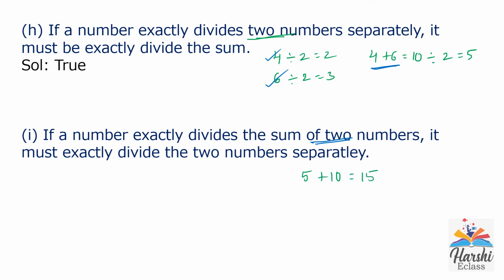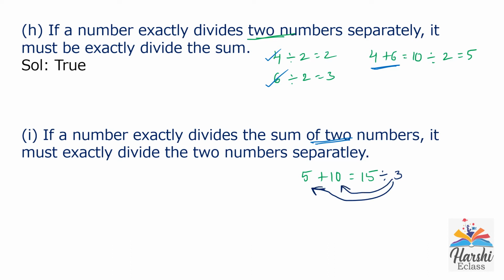Sum of 5 and 10 is 15. 15 is divisible by 3. But 3 cannot divide 5 without leaving any remainder. And also 3 cannot divide 10 without leaving any remainder.